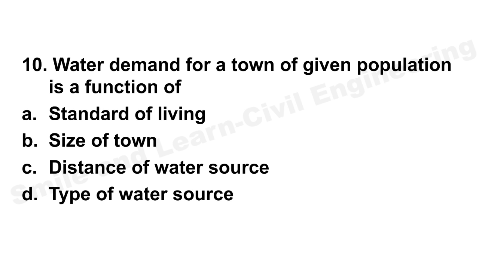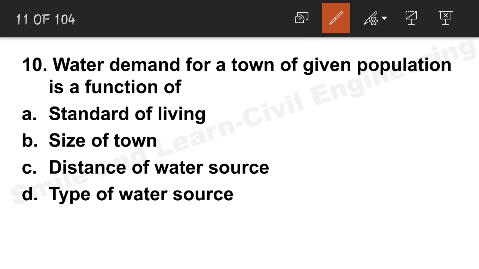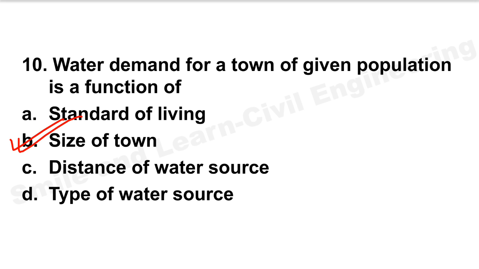Question number 10. Water demand for a town of given population is a function of. See, demand of water generally depends on the size of the town. Option B is the correct answer. Standard of living will obviously affect the water demand, but it is not the primary factor, okay. And also distance from water source or the type of water source. So water demand is the function of size of town, okay.